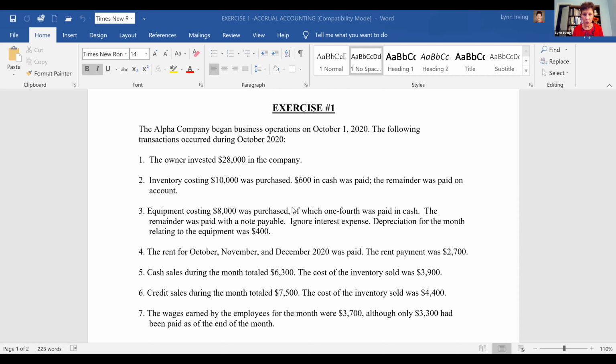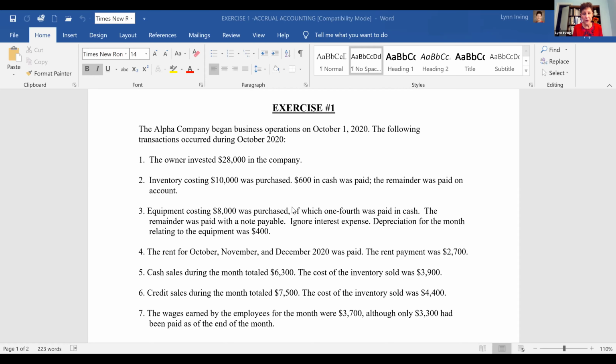So number 4, this is that whole accrual thing. I have $900 of rent expense, and I have $1,800 of prepaid rent that's going to get me through November and December. So right now, you can say I've got $400 from transaction number 3 as an expense, $900 from transaction number 4 as an expense, and I don't have any revenue yet. So I'm not doing so hot.